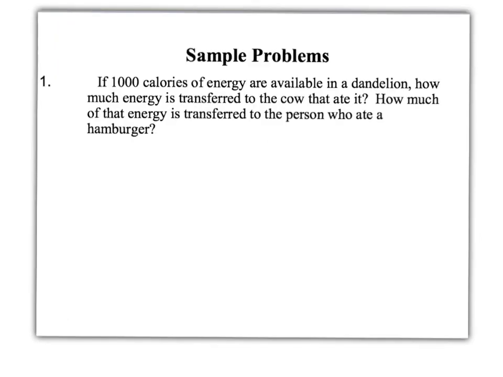All right, next we're going to do some sample problems with this idea that 10% of the energy is passed on. So I'll read through the first one with you. This is also on your guided notes, so you'll want to show your work in solving this as I go through this as well. Question 1 says, if 1,000 calories of energy are available to our dandelion. So here's our dandelion, and it has 1,000 calories of energy. How much energy is transferred to our cow that ate it? Here's my really bad drawing of a cow.